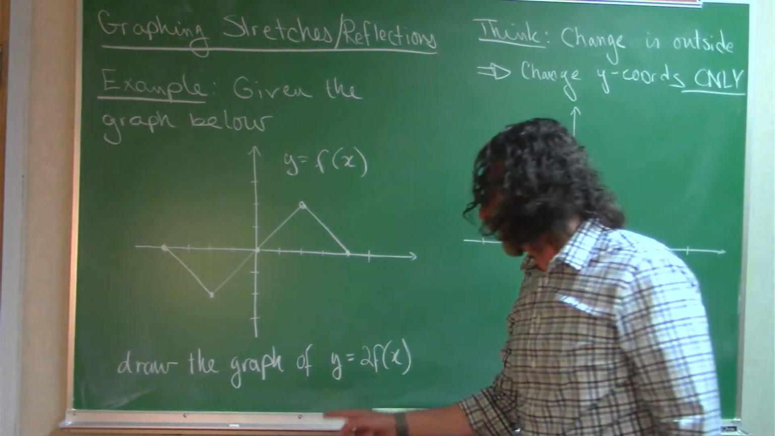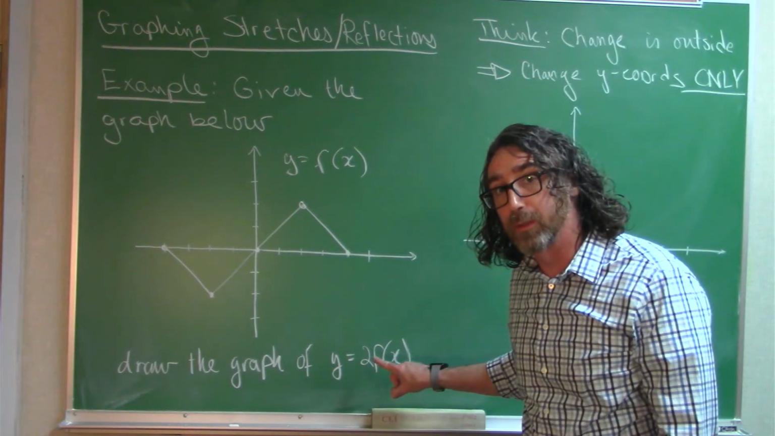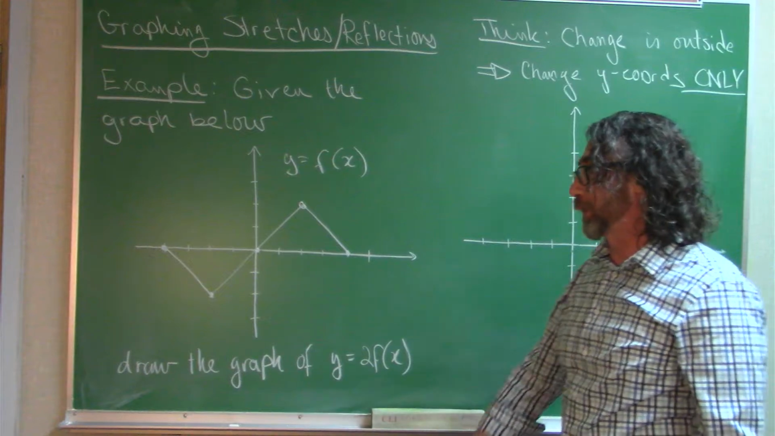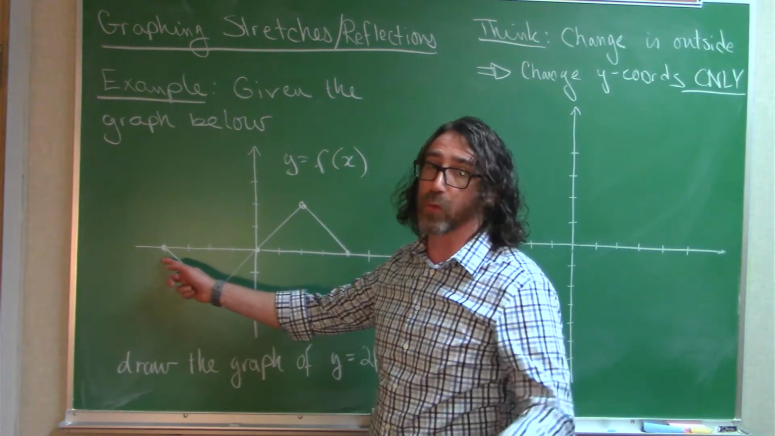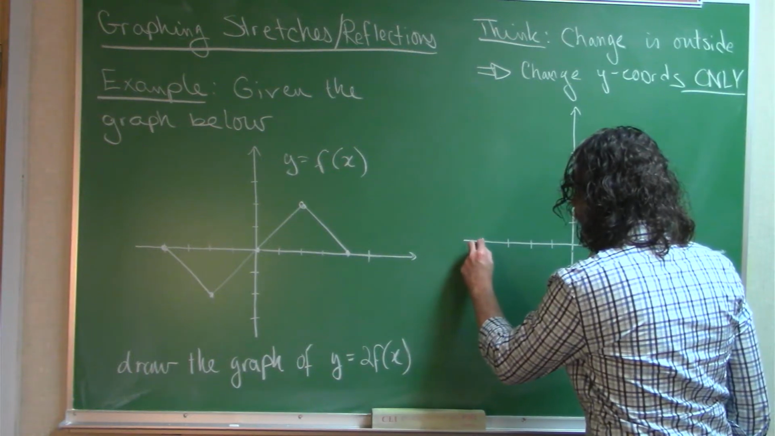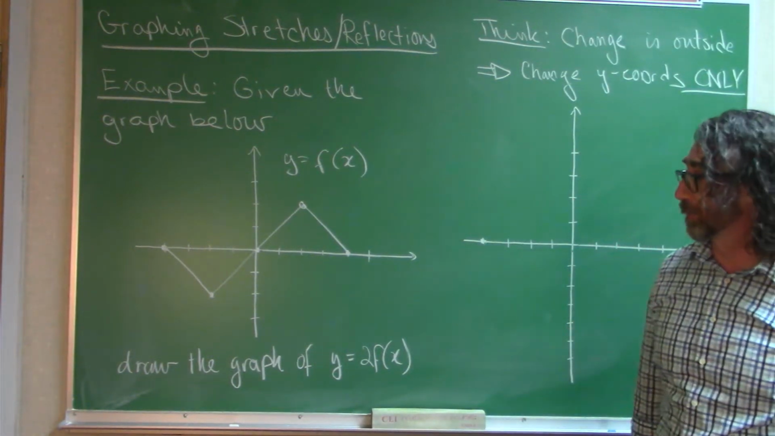Only the y coordinates. Do not touch the x's. Nothing has happened to the input. So nothing is going to happen to the x coordinates. We're multiplying all our y coordinates by 2. This is -4, 0. 2 times 0 is still 0. -4, 0 stays where it is.